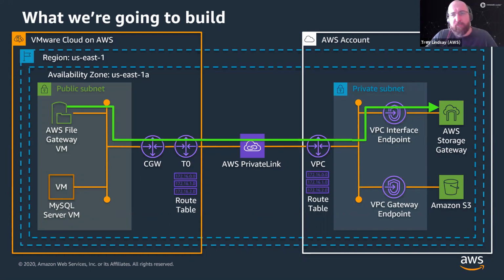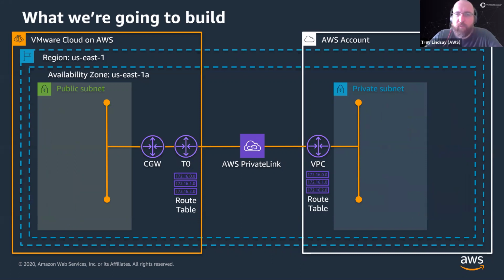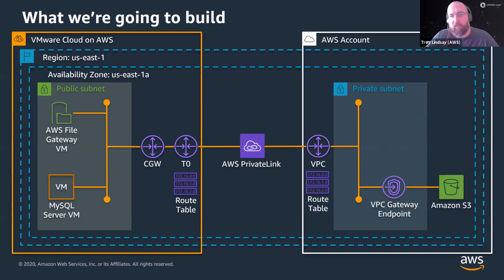So now that we've described what we want the environment to look like, let's take a quick look at where we're at now and how we'll get there. The SDDC is already up and running and connected to our AWS account. When we start our build, Terraform will figure out which resources have dependencies, and then it'll start deploying resources with no dependencies in parallel. In this case, it's the MySQL Server VM, File Gateway VM, VPC Gateway endpoint for S3, and the S3 bucket.